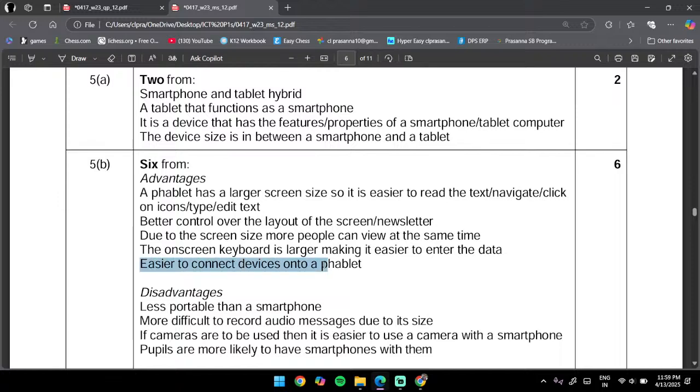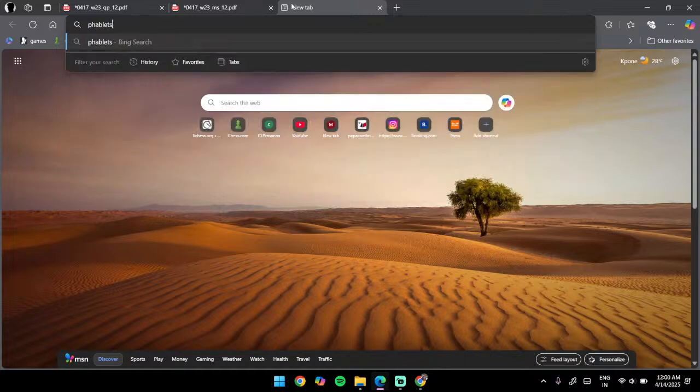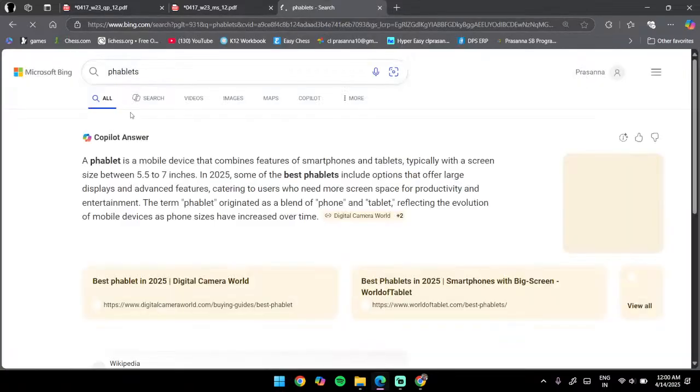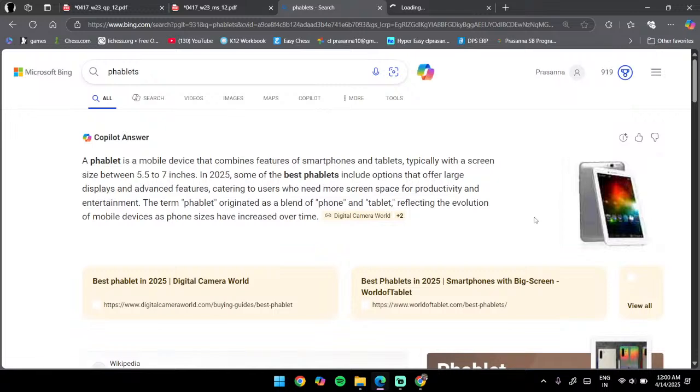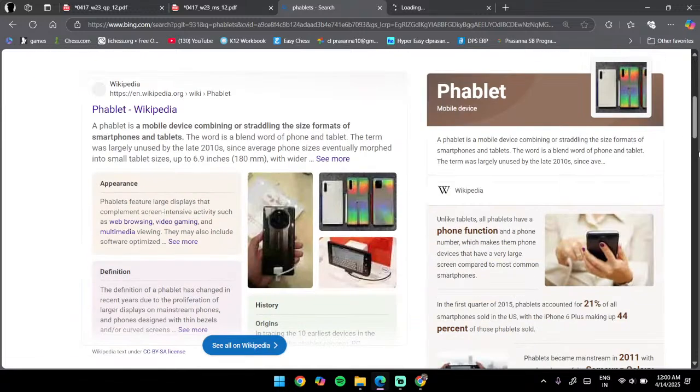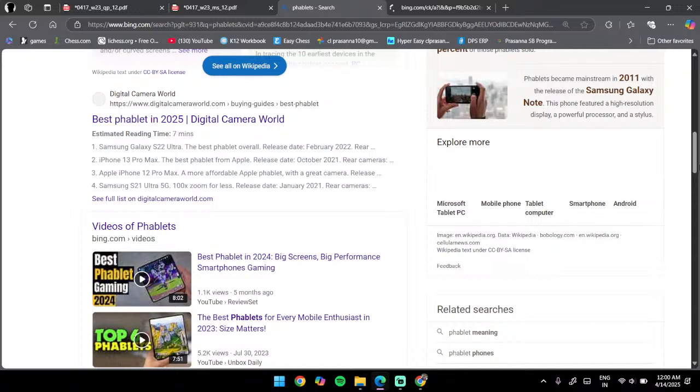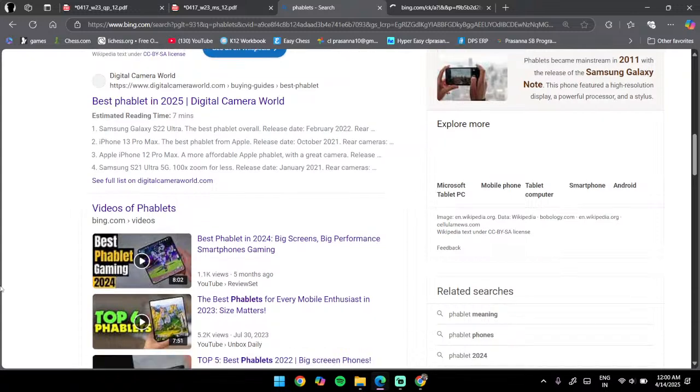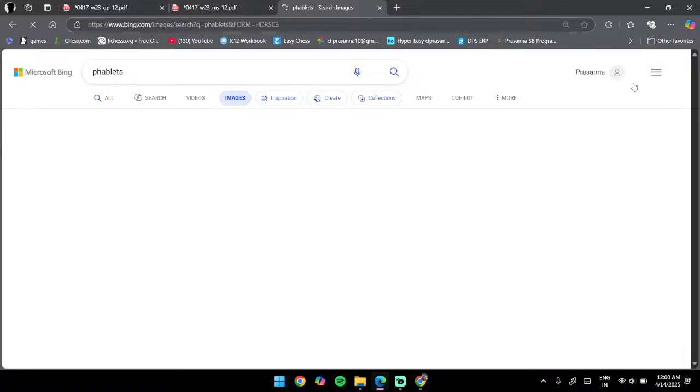Okay, so that it's easier to connect devices onto a phablet. So I feel like a phablet has more connectivity than smartphones. Maybe it has extra ports. Let's just check what phablets look like just for visual confirmation. So yes, I don't think phablets are used that often now. It's like you have flip phones that when you open and expand them, they become phablets or so. I think that's what people are now manufacturing.